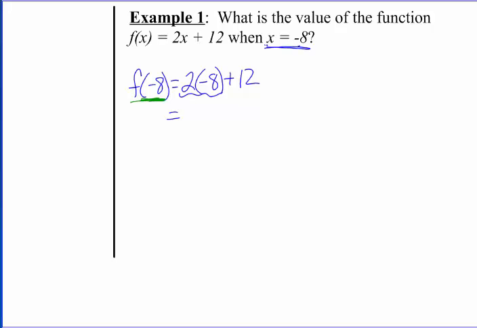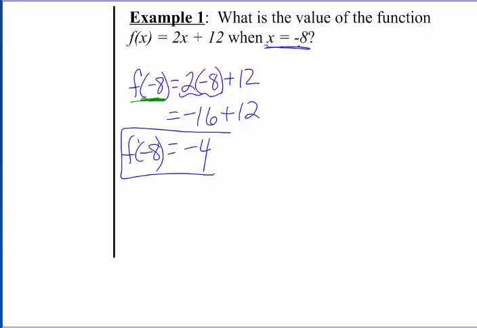Order of operations: we multiply before we add. Negative 16 plus 12 equals negative 4. So my f of negative 8 is equal to negative 4.